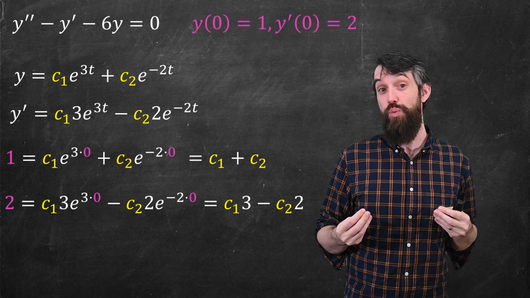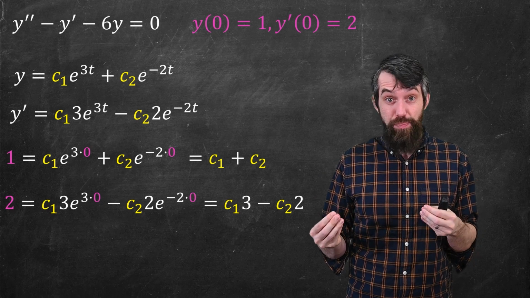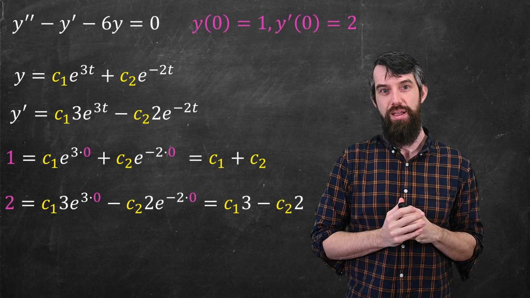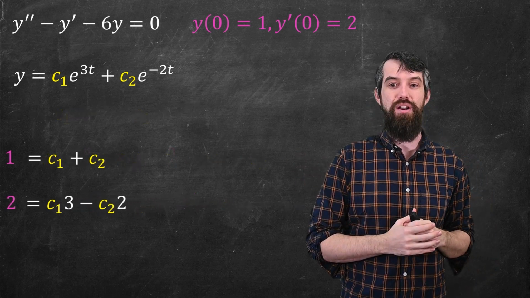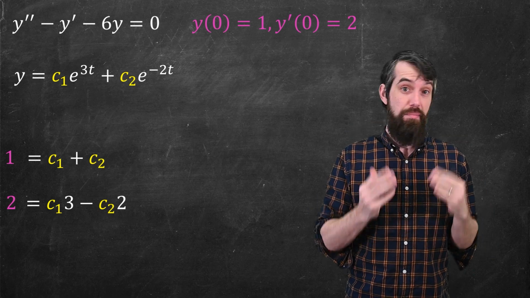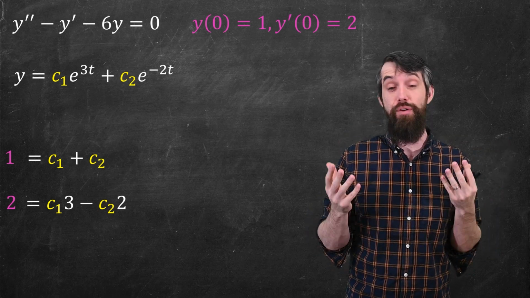So this is what happens when I take my two different initial conditions and plug them into my solution and into the derivative of my solution. Let's get rid of a bunch of the extra fluff here. And what I have is two equations, two unknowns. I can solve this. This is a linear system of equations.